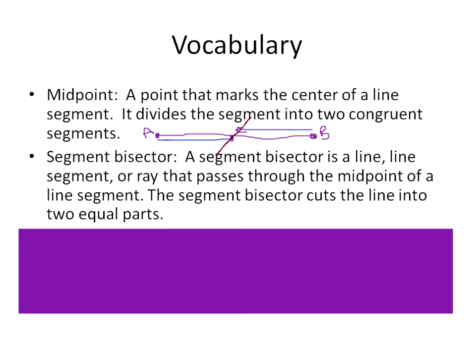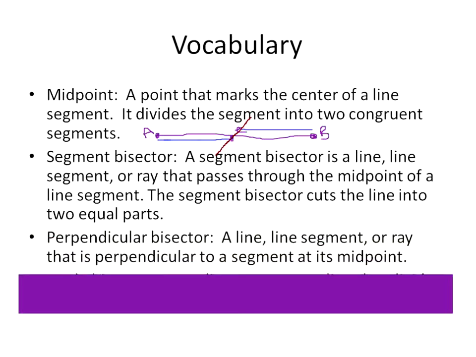A special kind of segment bisector that we use a lot is a perpendicular bisector. That would be the exact same thing I just showed you, except instead of that red line being at an angle, it's going to be straight up and down. It's going to be perpendicular to the other line. And it's going to divide the original line, AB, in half. So each side is exactly the same.